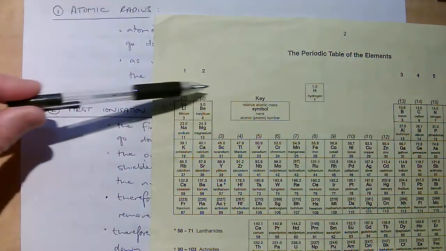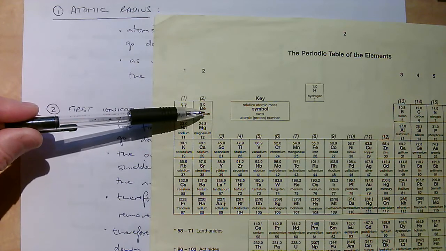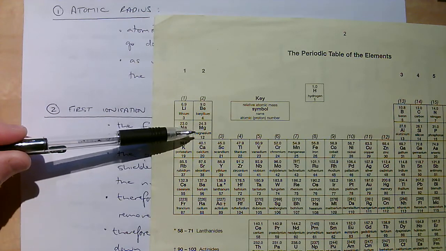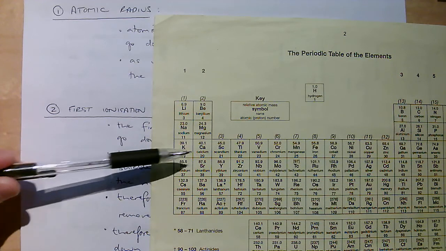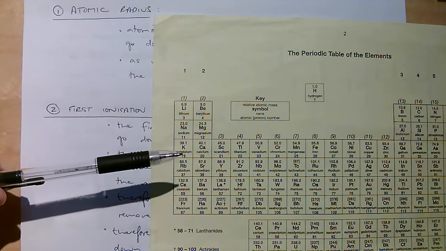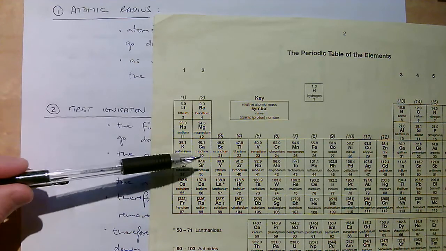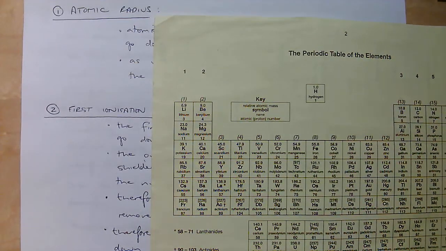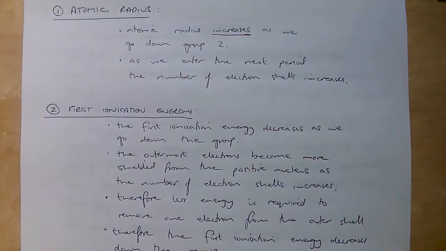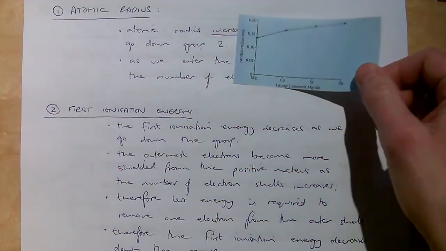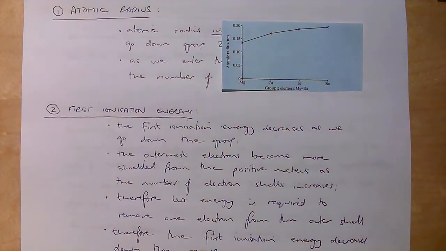This is period 1 here. Period 2, that means I've got 2 electron shells. Period 3 means I've got 3 electron shells. Period 4, 4 electron shells. Period 5, 5 electron shells. So my atomic radius as I go down the group increases because I have an increased number of electron shells. And we can show that with a nice little graph that looks like that. So there you go. Magnesium, calcium, strontium and barium, the atomic radius increases as we go down the group.